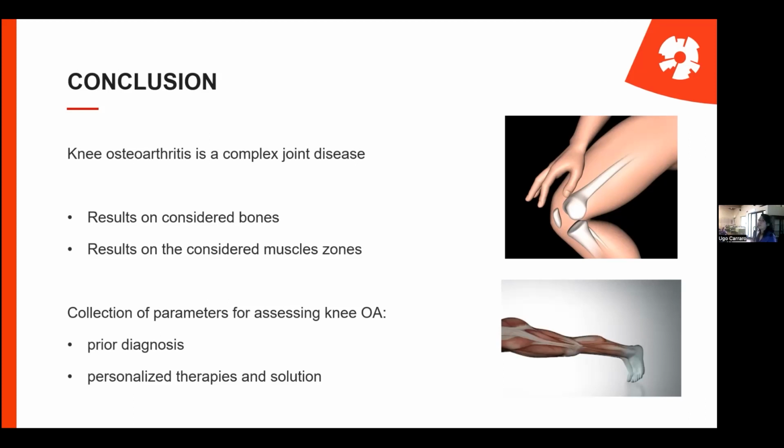This will be really helpful, first of all, for having an earlier diagnosis that can help avoid arriving at surgery, the total knee arthroplasty operation, and also for the development of personalized therapies and patient-specific solutions.